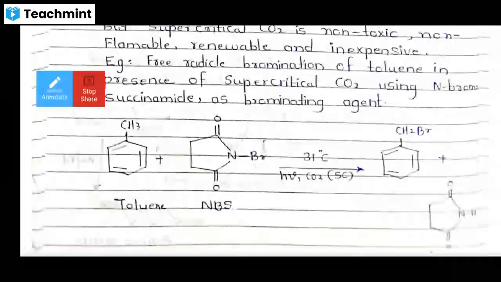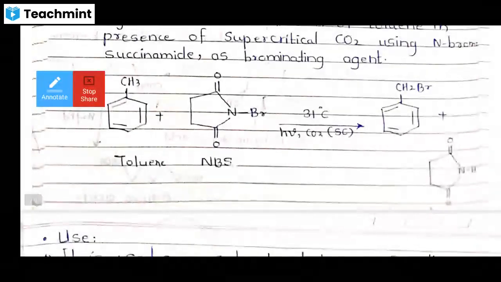Okay, and for the bromination reaction we will get the final product, that is C6H5CH2Br. So this is the best reaction which promotes the green chemistry principles, okay. So in this reaction supercritical carbon dioxide is used as the solvent. So we replace the conventional hazardous solvent by the green technique.